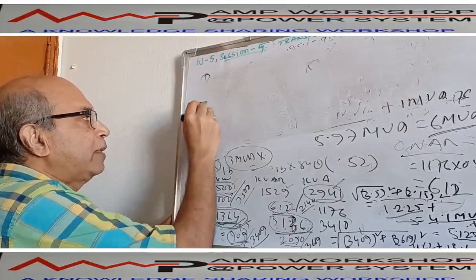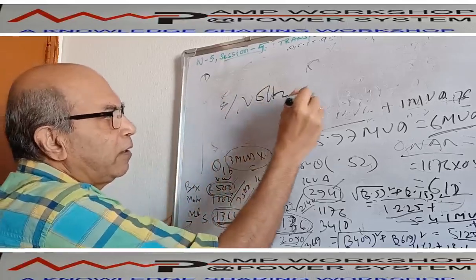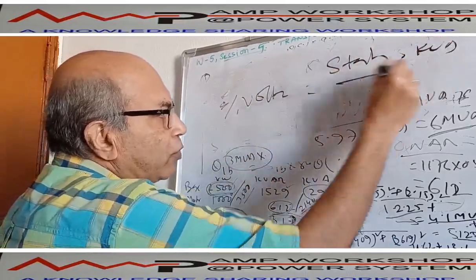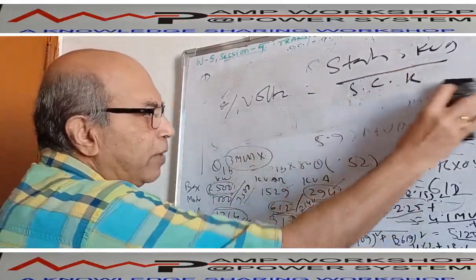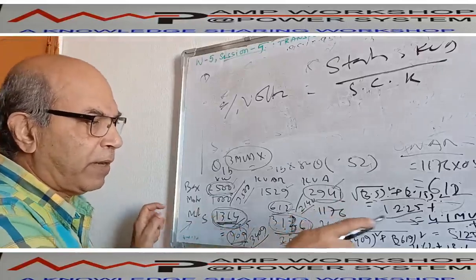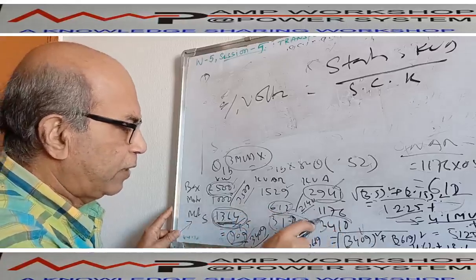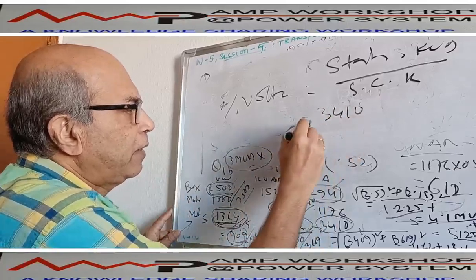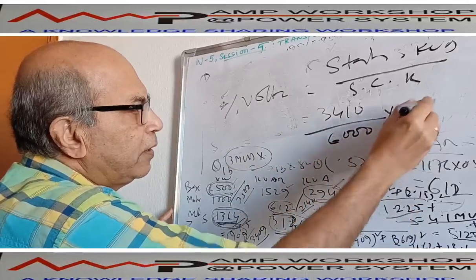We have already said percentage voltage drop. How can we calculate it? Percentage voltage drop is equal to S starting kVA divided by short circuit kVA. So S starting kVA, we know how much? We have got the starting kVA of the motor. S starting kVA we have calculated. S starting kVA of the motor is how much? 3410. So 3410 S starting kVA, divided by the transformer, which is 6 MVA, 6 into Z. This will be the voltage drop.